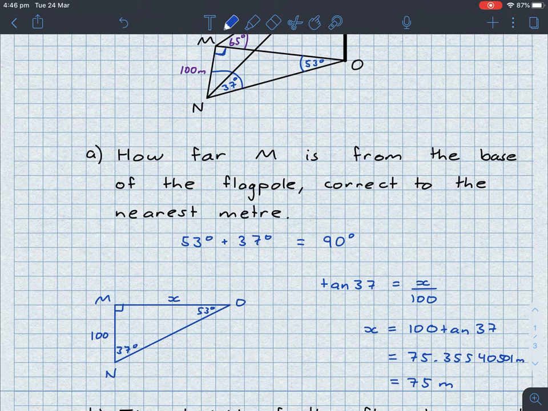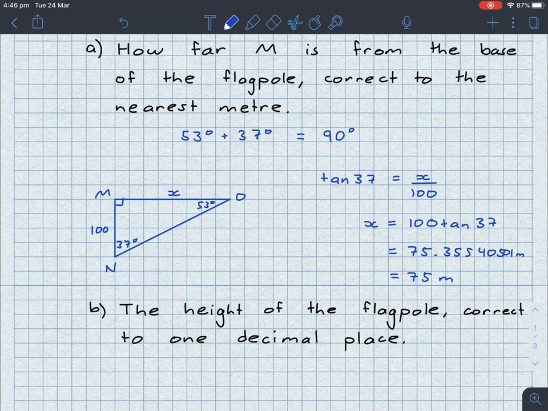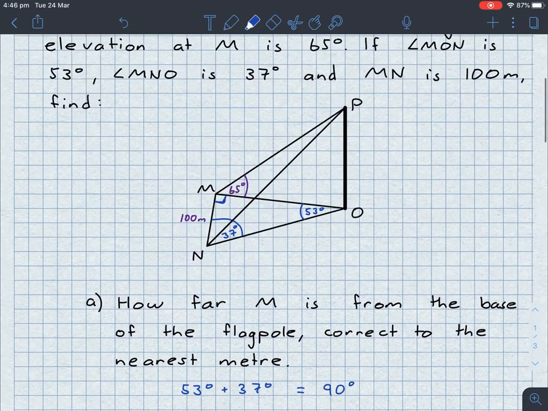Okay, that's part A. Part B, we want the height of the flagpole correct to 1 decimal place. So we'll have another look at our diagram. Now we want the distance from O to P. This time we're going to be using this triangle, MOP. We could also use NPO, the triangle at the front, if we had more information. But because we need an angle and a side, we're going to use the angle of elevation at M and the distance that we just found from M to O.